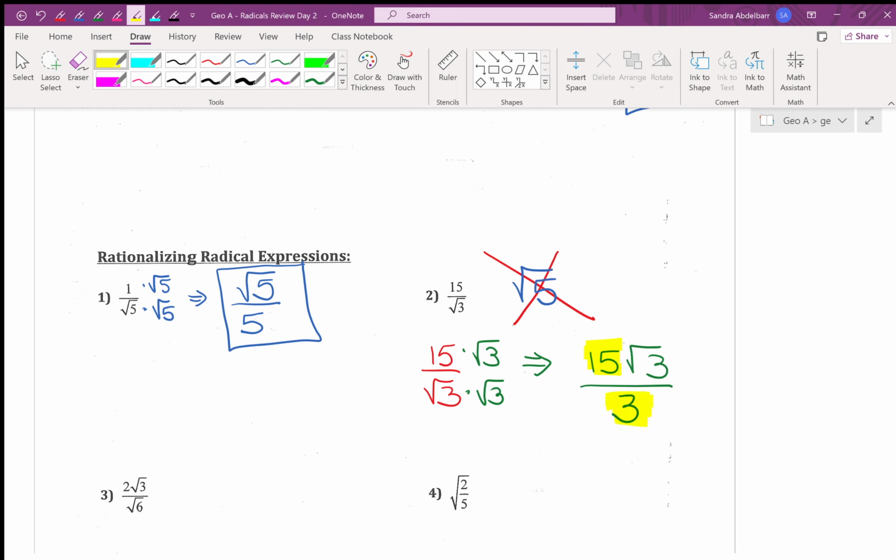Erin? Good. Don't we see whole number 15 and whole number 3? I can divide those because they're both whole numbers. There's no plus or minus sign. The minute you add a plus or minus sign, you can't then simplify. But there's no plus or minus sign. It's all multiplication. So I can absolutely divide them. 15 divided by 3 is 5. So we end up with 5 root 3 as our final simplified answer.